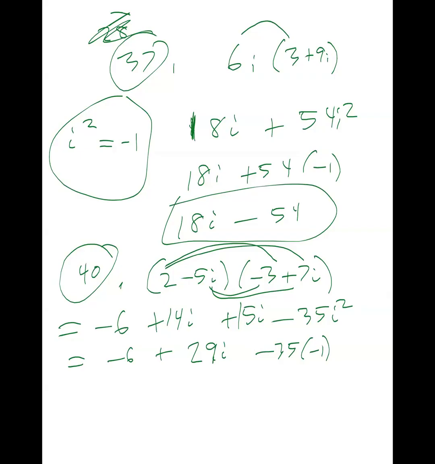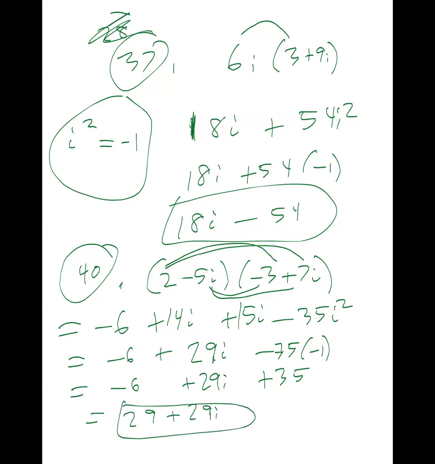Okay, good job. So -35 times -1 is positive 35. So we're going to change that to positive 35 because of the -1. Now we have to combine two more terms together. Which two terms do we have to combine together? Yep, -6 plus 35, which equals, wow, 29 again. Who would have thought 29 is so special? So 29 plus 29i, that's the solution.